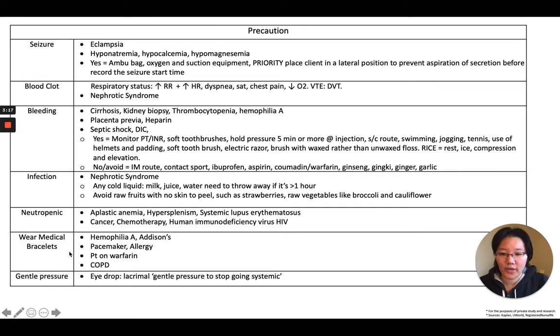Wear medical bracelets. This often appears in select or apply questions. For example, the patient has Addison's, and one of the options is wear a medical bracelet. Is it right or wrong? Depending on the question, of course, but for an Addison's patient, you should wear the medical bracelet.